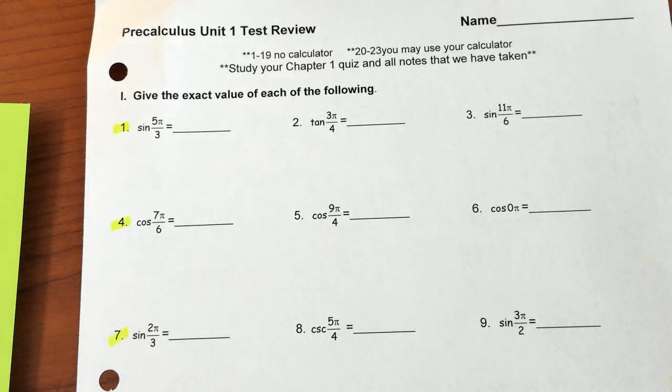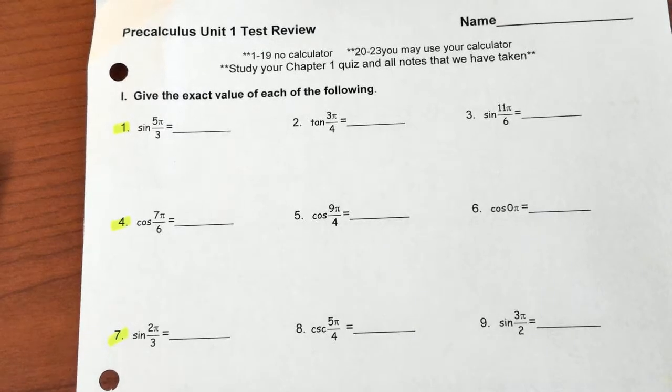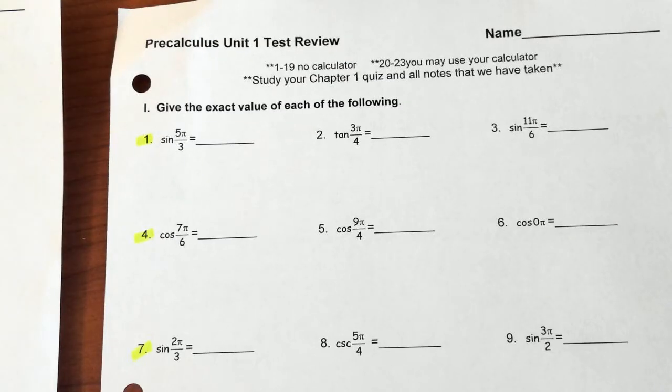Okay, this is worksheet 6. This is the test review for Unit 1. So we're going to go through how to do a couple of these. For the exact value, which is 1 through 9, use 3 steps.